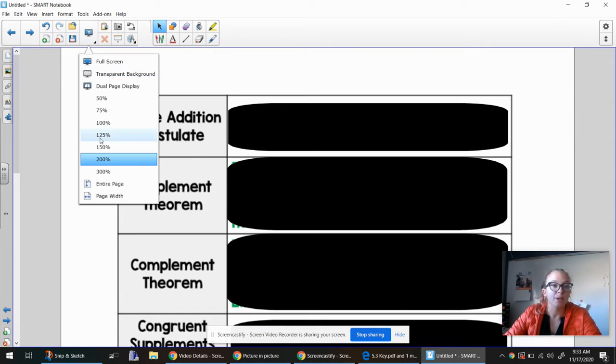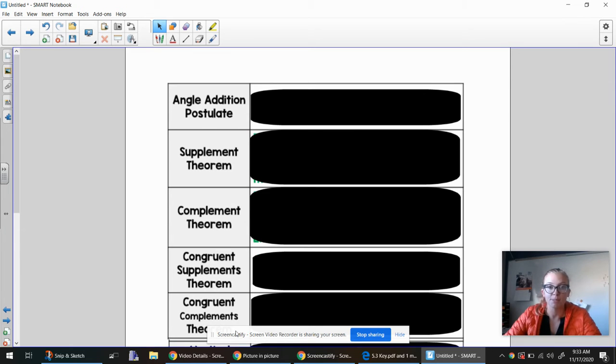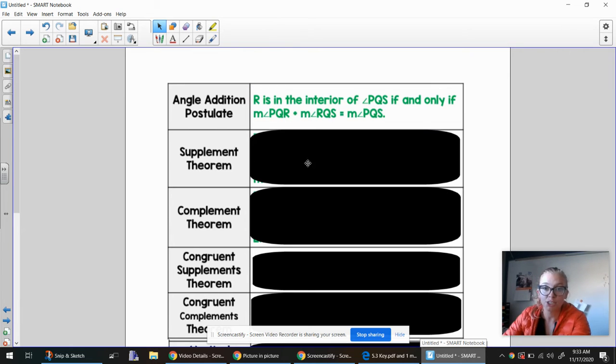In order to start, we need to know a couple different theorems and postulates that we can use with angles. First is the angle addition postulate. This is very similar to the segment addition postulate. It just says that two small angles that are adjacent to each other add up to make a big angle. If R is in the interior of angle PQS, if and only if the measure of PQR plus the measure of RQS equals the measure of PQS.